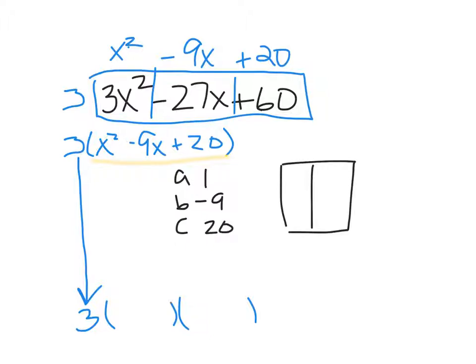Now we fill our box. First term, first box, x squared. Last term, last box, 20. We multiply that diagonal, x squared times 20 gives me 20x squared. So what two numbers multiply to 20 and add to negative 9?